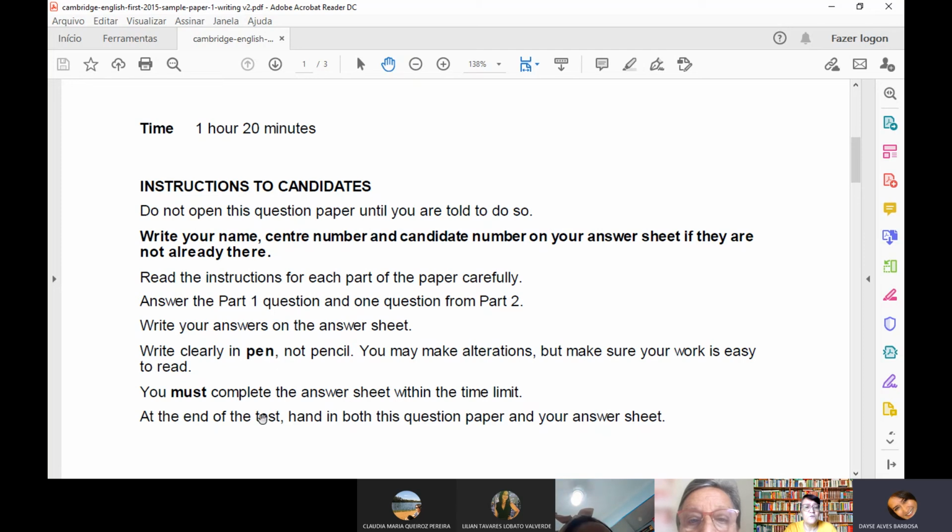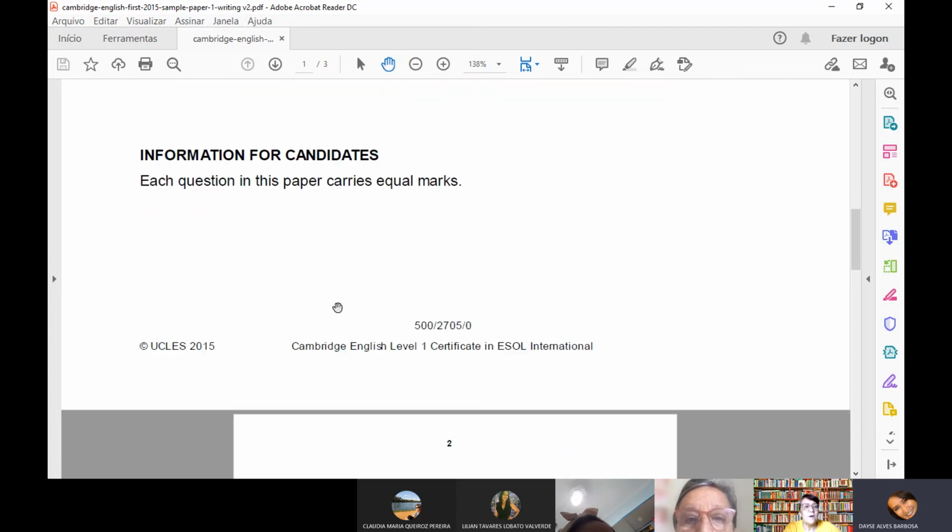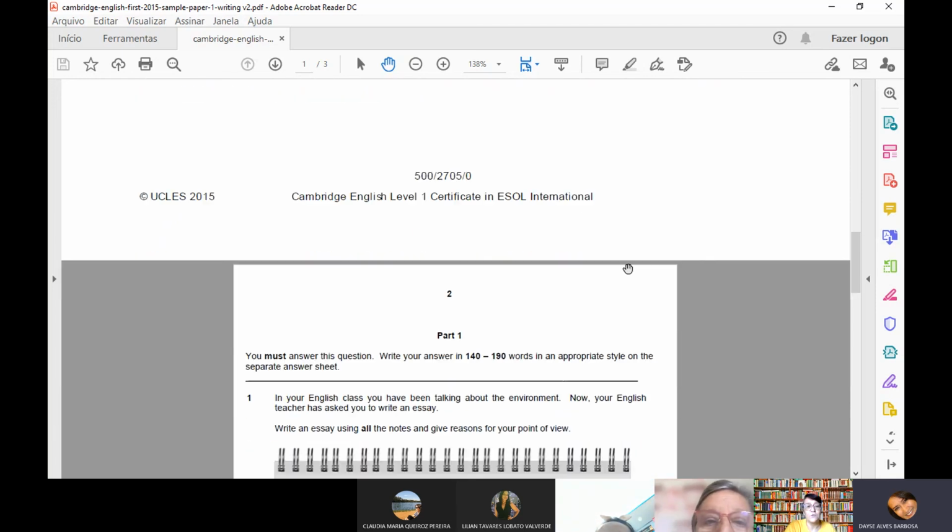Okay, the time limit, you have to write the 2 texts in 1 hour and 20 minutes. The first one, you see each question in this paper carries equal mark. Question, they refer to each text you write, part 1 and part 2.